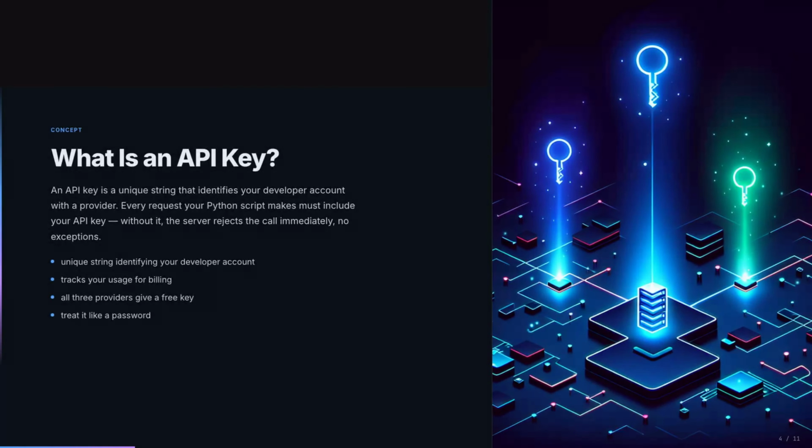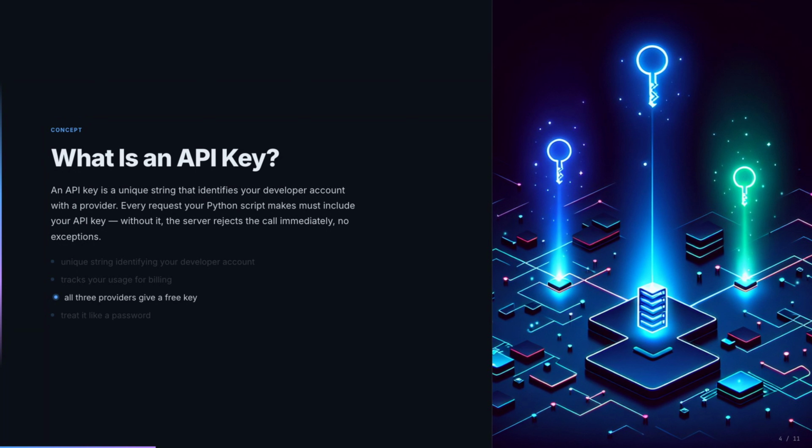An API key is a unique string that identifies your developer account with the provider. Every request your Python script makes must include your API key. Without it, the server rejects the call immediately, no exceptions. The key tells the provider who you are and tracks your usage for billing. Think of it like a membership card at a gym. You show it on every visit. Without it, you cannot enter. If you lend it to someone, they train on your membership and you pay for it.